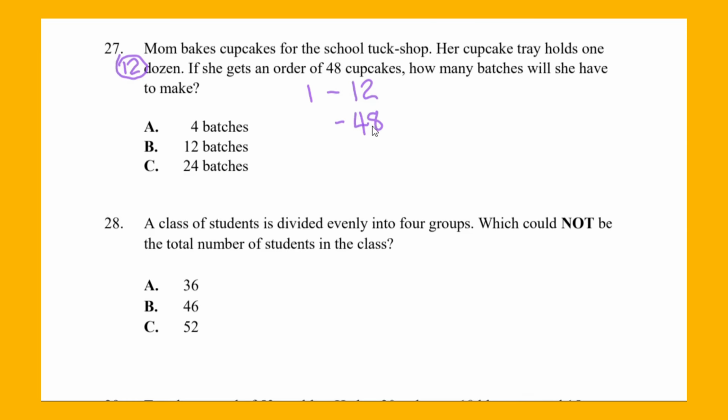What is the relationship between 12 and 48? In order to get from 12 to 48, we need to multiply by 4. 12 fours are 48. Good. So our answer is 4 batches.